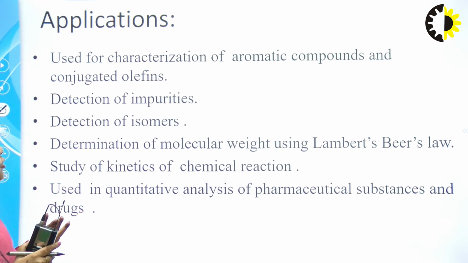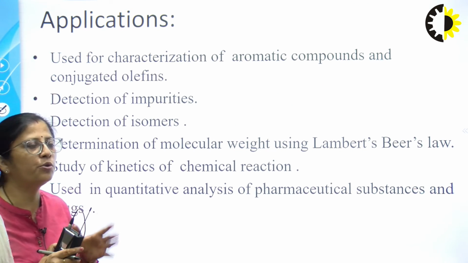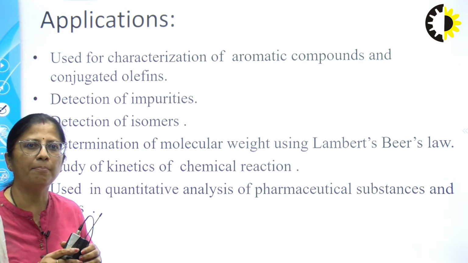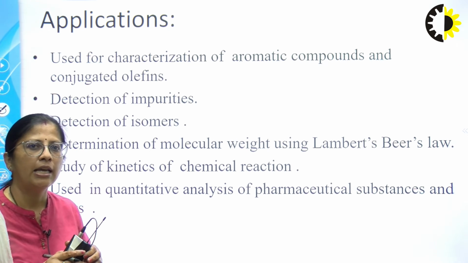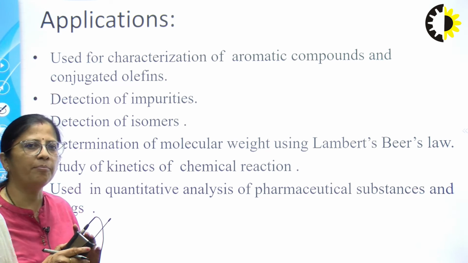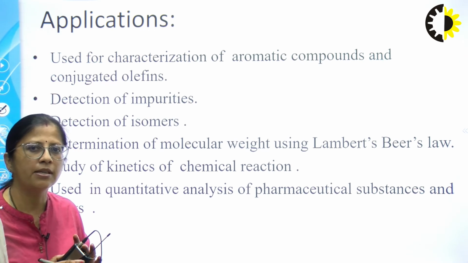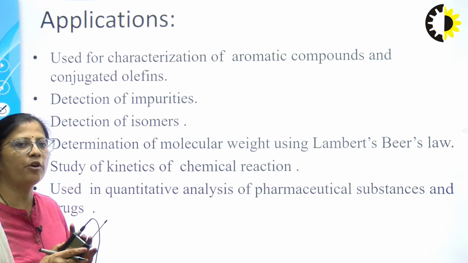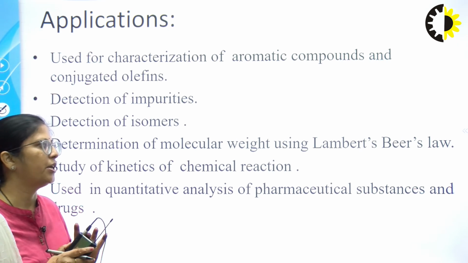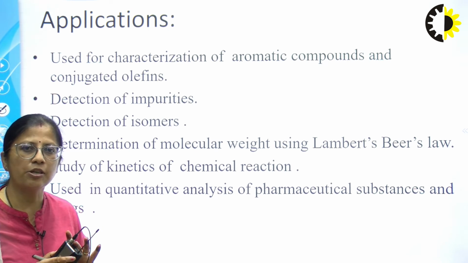Coming to the applications. This UV visible spectroscopy can be used for the characterization of aromatic compounds or conjugated olefins. We can use it for the detection of impurities or for the isomers. Then this can also be used for the determination of molecular weight using Beer-Lambert's law.